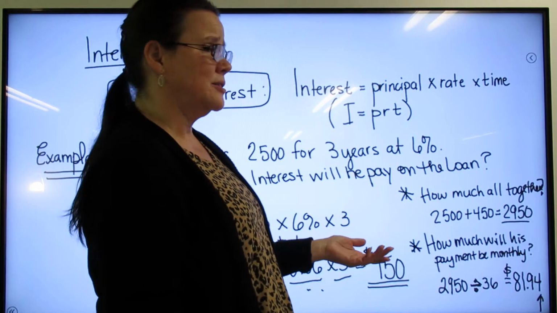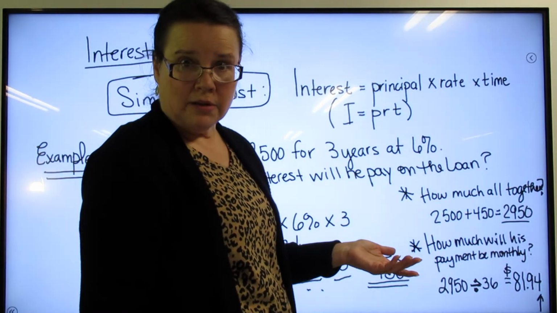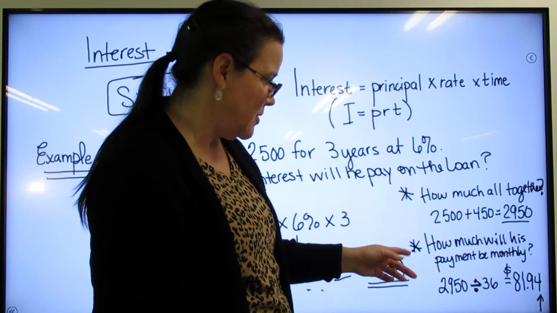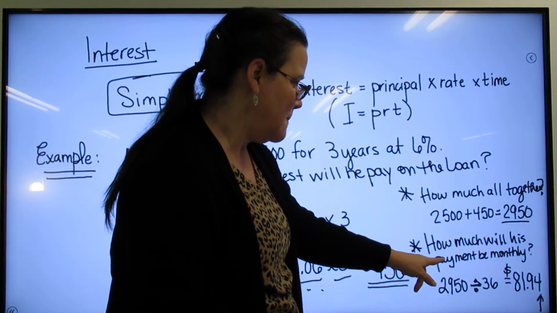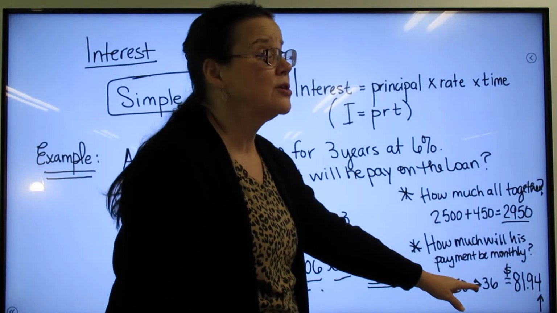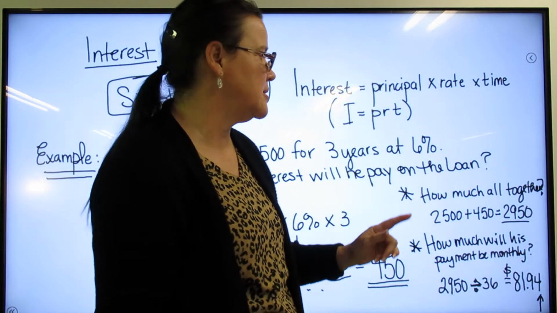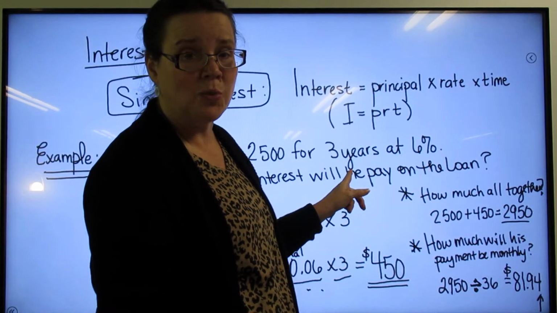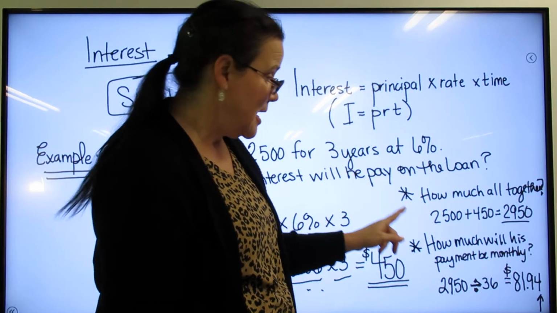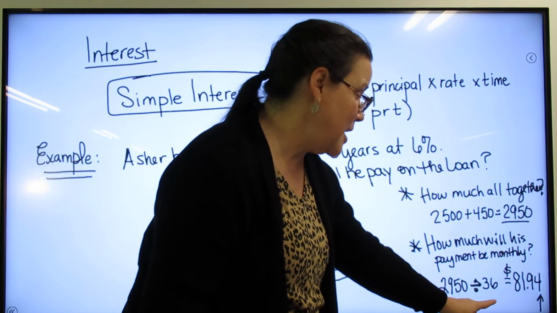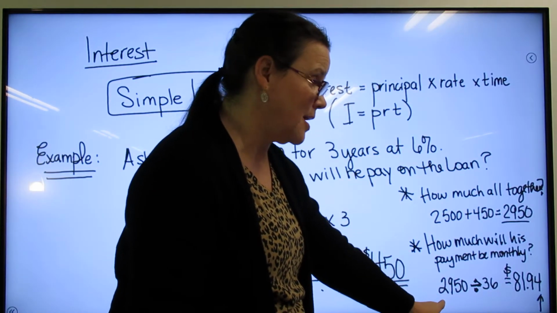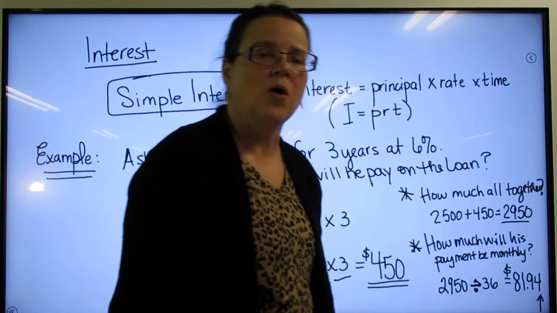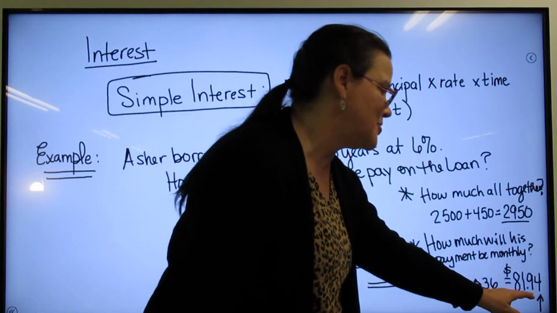Then they may ask you, what would be the monthly rate for that? You would take 36. Why 36? Because he's borrowing it for how long? 3 years. Monthly would be 3 times 12, which gives you 36. That is where we get the 36 from. You divide that into 2,950, and you would get 81.94. You round it to the nearest cent.